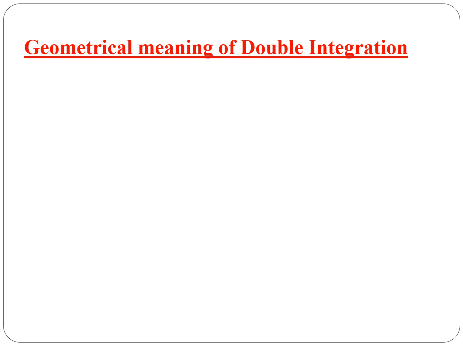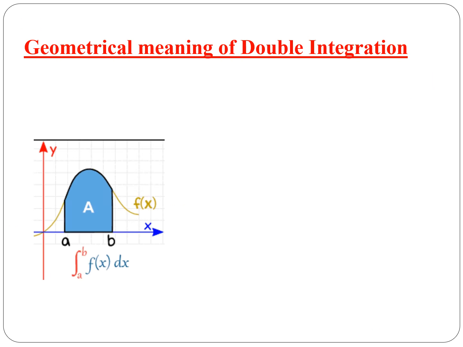As you all know, the geometrical meaning of single integration. What is the geometrical meaning of single integration? It is the area under that curve. Suppose this is our curve f of x, which is denoted by this yellow line, and we want to find the integration of f of x with respect to dx from a to b. So we want to find the value of the integral from a to b of f of x dx. This blue portion is the area under that curve from the line x equal to a to the line x equal to b.